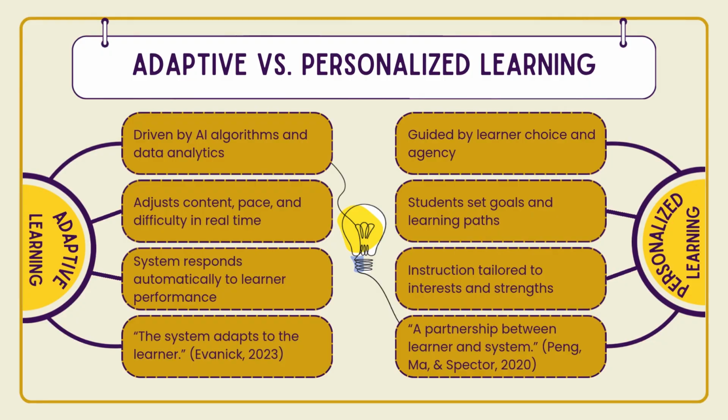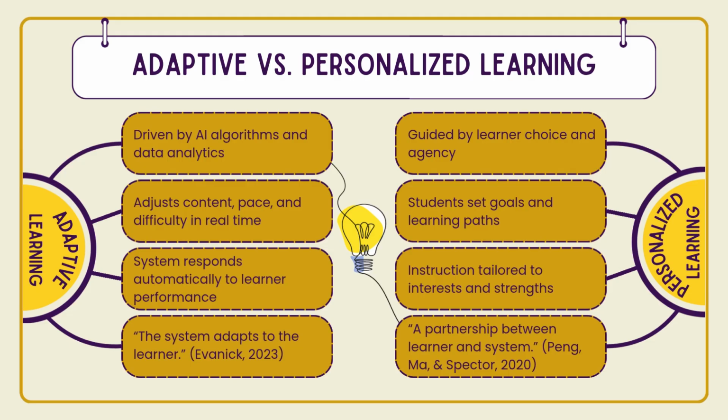Adaptive and personalized learning. Next, let's shift to the second part of this week's focus, adaptive and personalized learning. Though often used interchangeably, they have distinct meanings. Adaptive learning uses algorithms to automatically adjust the learning path or difficulty based on a student's performance. It's data-driven and responsive. Evanick, 2023, describes it as the system adapting to the learner.